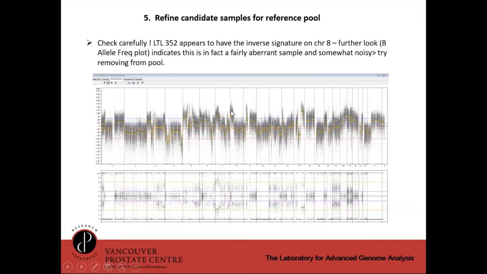That's in fact real, and that's just how this person's tumor profile looks. And you can see that's corroborated down in the bottom here. There's definitely some allelic imbalances and loss of heterozygosity. So I decided we're going to take this guy out.